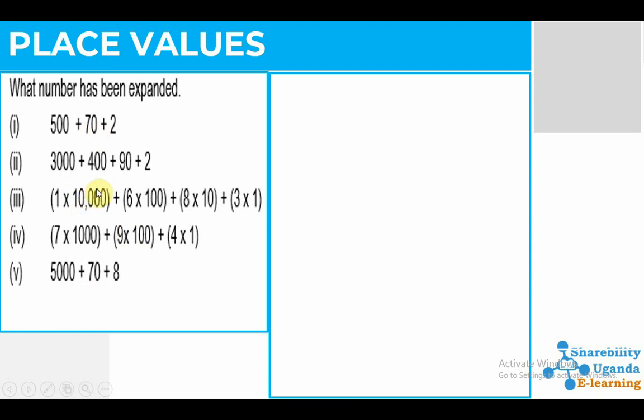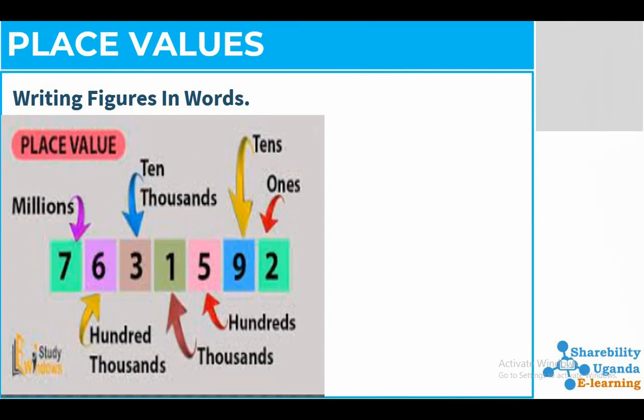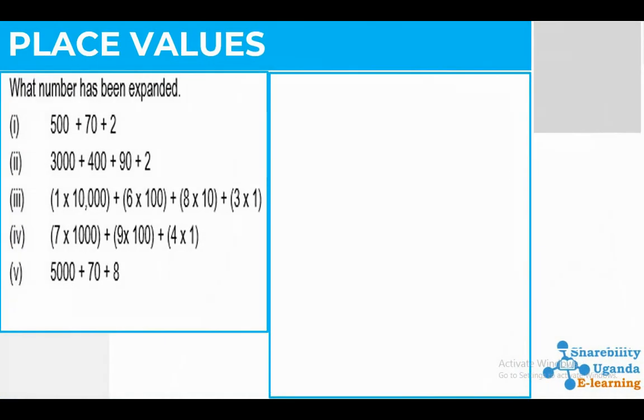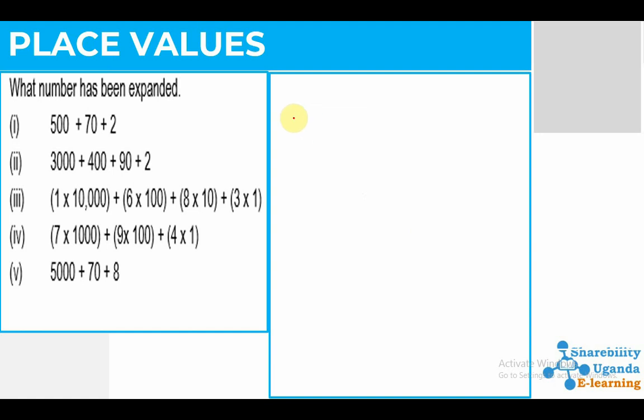Should we do them, or is it your activity? Okay, we shall do them later. Let's do them and see the numbers that have been given. They are asking which number has been expanded. We said for us to get these numbers, we arrange them and say 500.